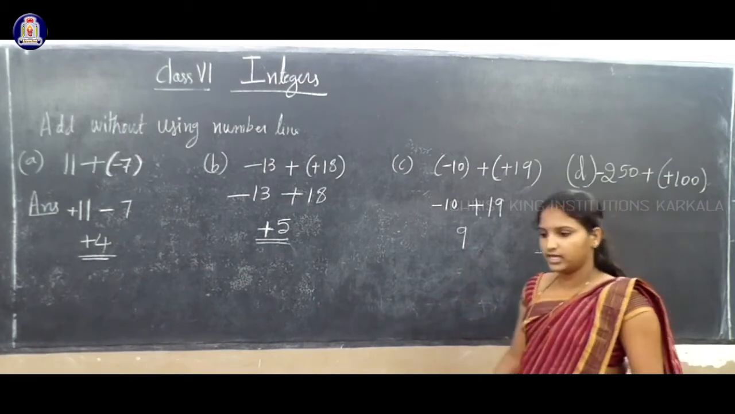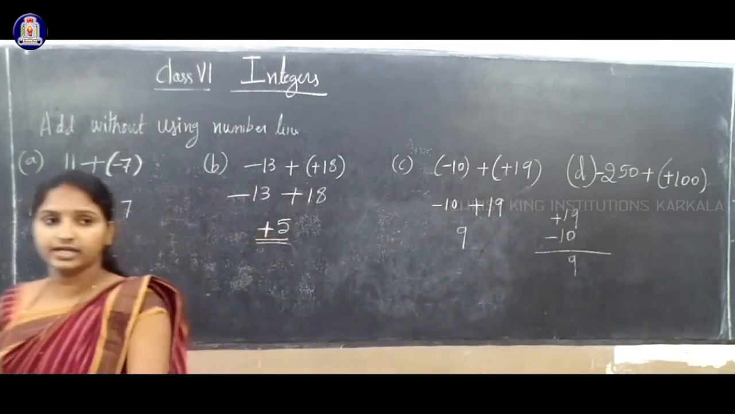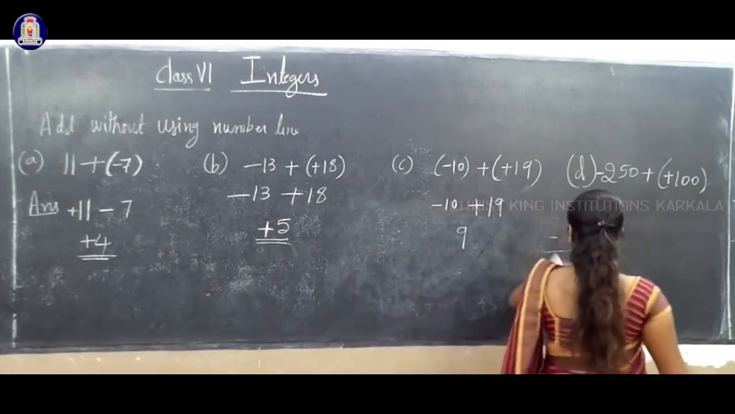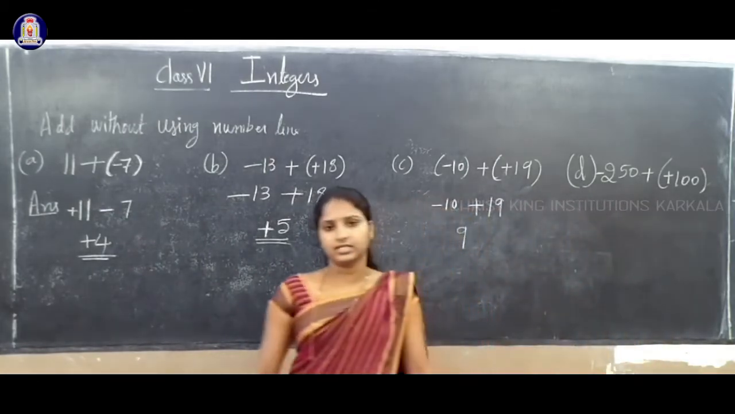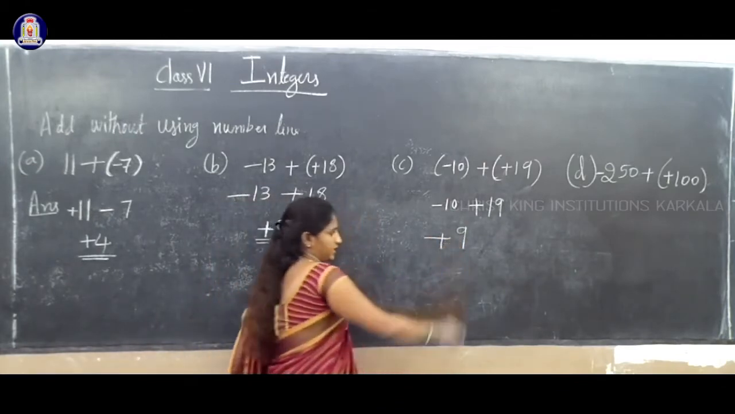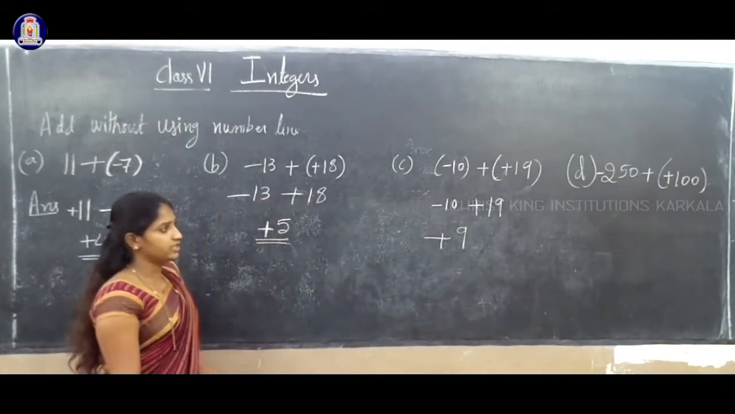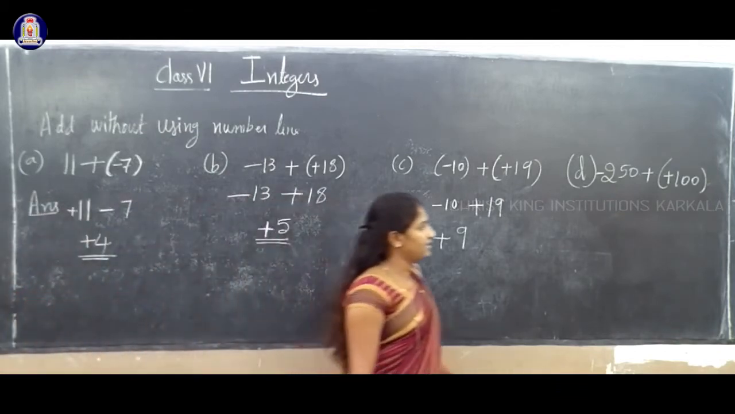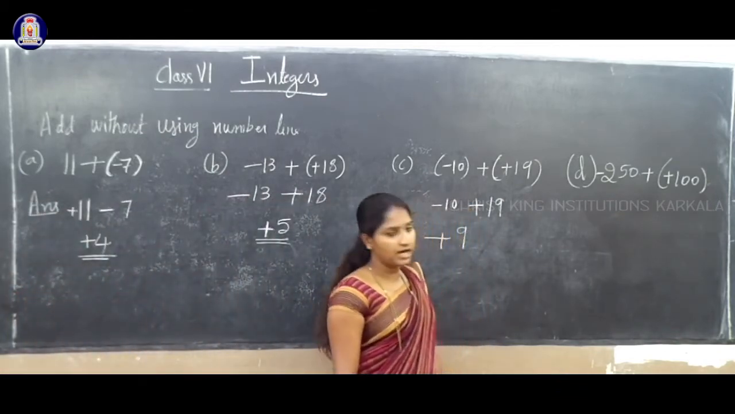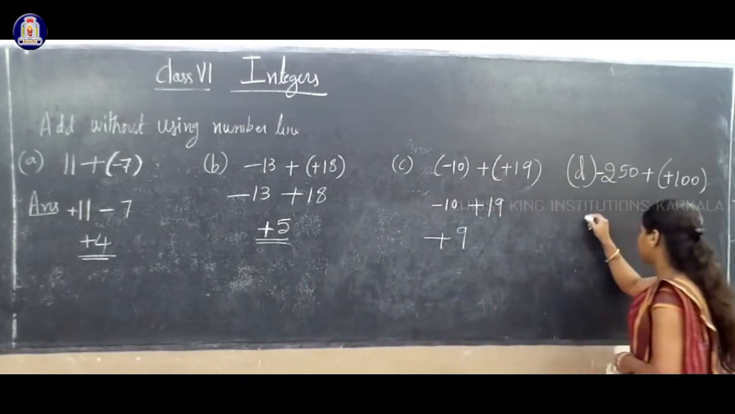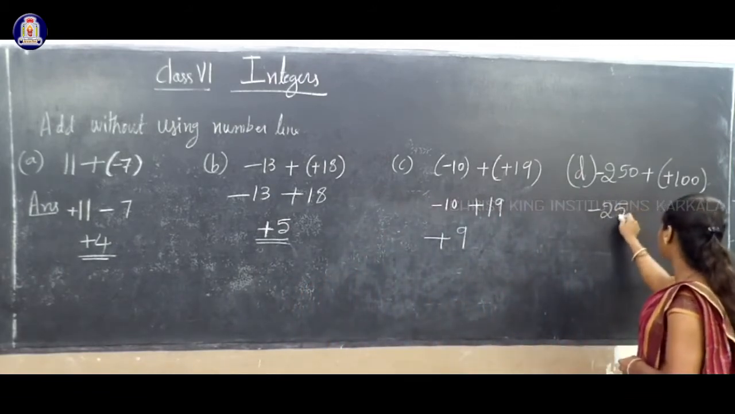So what is the answer? Answer is 9. So next you have to see the greater number. Next you have to write the greater number sign. So greater number is 19. That sign is plus. Clear? So write plus 9. Next, see the fourth question. The integer is minus 250 plus 100 into plus 100. So first integer write as it is 250.